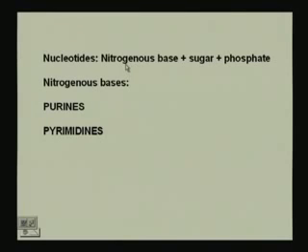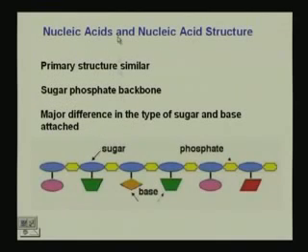Now, when we consider these nitrogenous bases, there are two types of bases that we consider: purines and pyrimidines. This is something that we considered when we did vitamins and coenzymes, but just to revise what we had studied there. When we consider these nucleic acids, therefore, we have the sugar and phosphate, which is actually called a sugar phosphate backbone. Okay? Now, the primary structures of both DNA and RNA are similar.